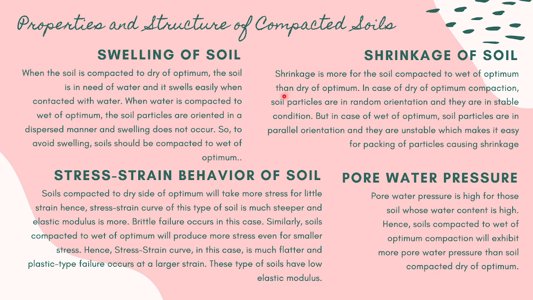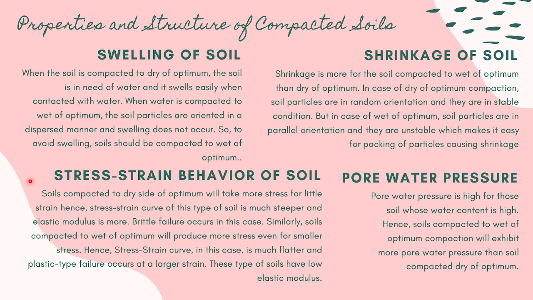Next is the shrinkage. Shrinkage is more for soil compacted to wet of optimum than dry of optimum. In case of dry of optimum compaction, soil particles are in random orientation and they are in stable condition. But in the case of wet of optimum, soil particles are in parallel orientation and they are unstable, which makes it easy for packing of particles causing shrinkage.